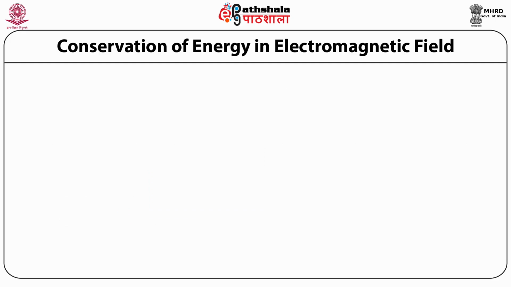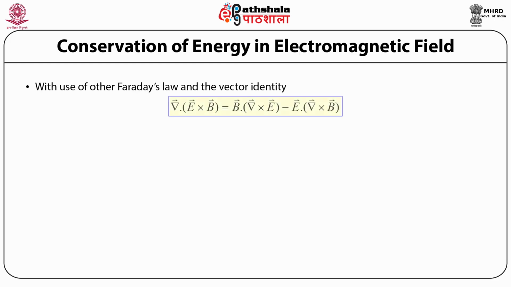Conservation of energy in electromagnetic field. Now once we use Maxwell's equation to eliminate the current density vector J from the equation of the power on the right hand side, and we also make use of Faraday's law of electromagnetic induction, then what we have is the vector identity, which is given by the divergence of the cross product of the electric field vector and the magnetic field induction vector.